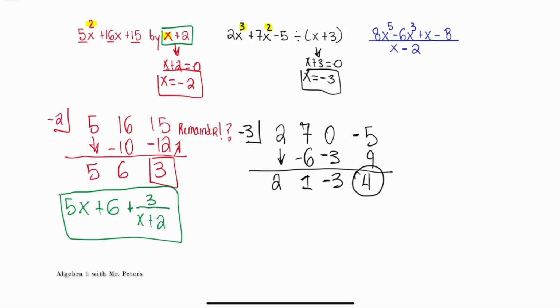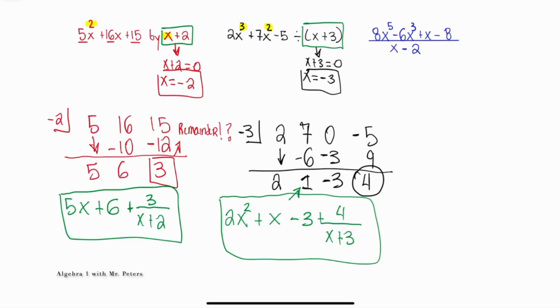So when we think about expressing our answer, right? We know this is going to start off with x to the second power. So we have 2x squared plus x, right? That's what 1 basically is. It's just x minus 3 and then plus 4. And remember, we're putting it over what we were dividing by, which was x plus 3. So in this problem, again, when we divide 2x to the third plus 7x squared minus 5 by x plus 3, x plus 3 is not a factor or a 0 for that trinomial. We have to be mindful.